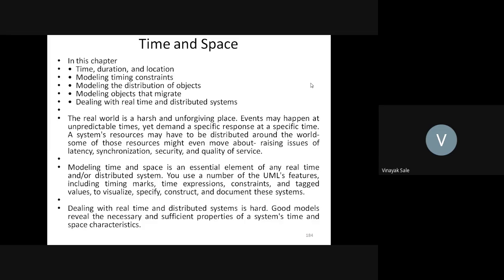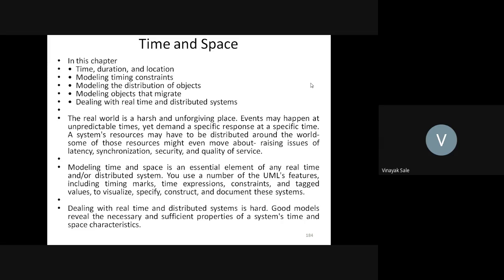You use a number of the UML's features, including timing marks, timing expressions, constraints, and tagged values to visualize, specify, construct, and document these systems. Dealing with real-time and distributed systems is hard. Good models reveal the necessary and sufficient properties of a system's time and space characteristics.